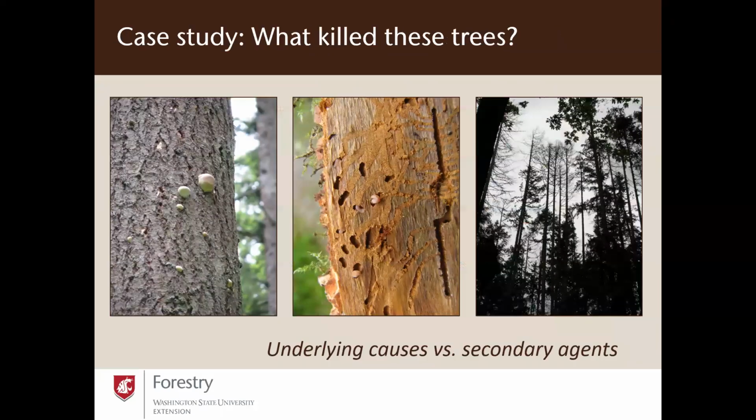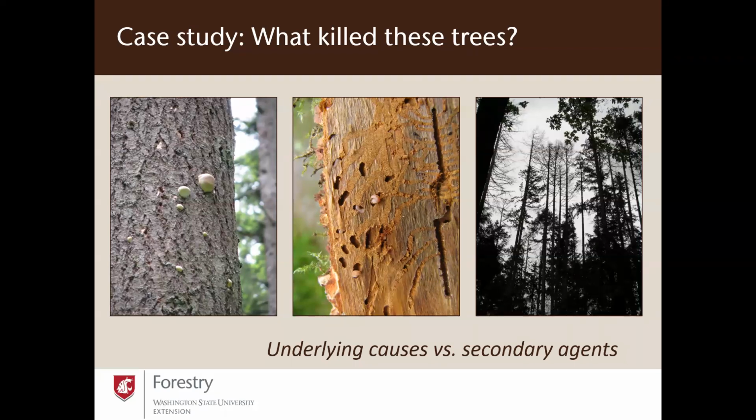So how does all this stuff work together? Well, here's a quick case study. I go into a property where they had a bunch of trees die. First thing I notice is in that photo on the left there, we see the standing dead trees have these white blobs on them. Those are fungal conks from a stem decay called pouch fungus.